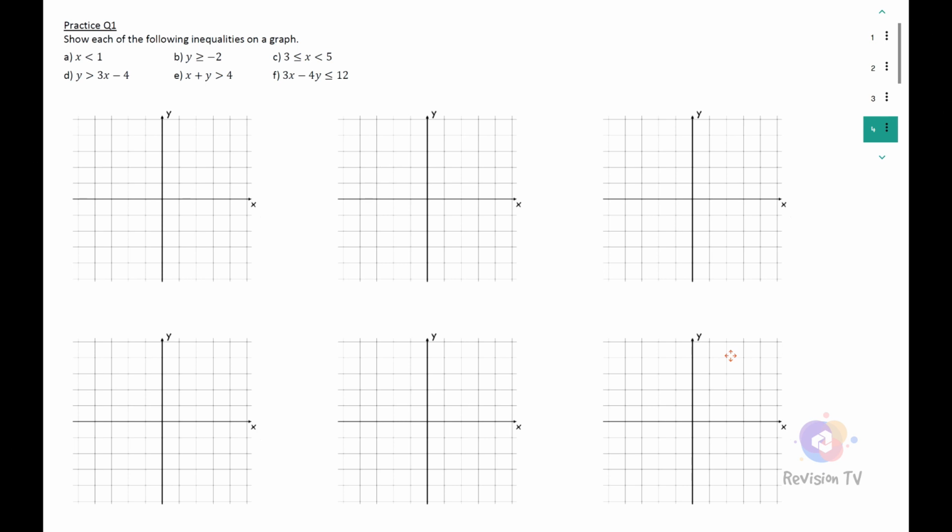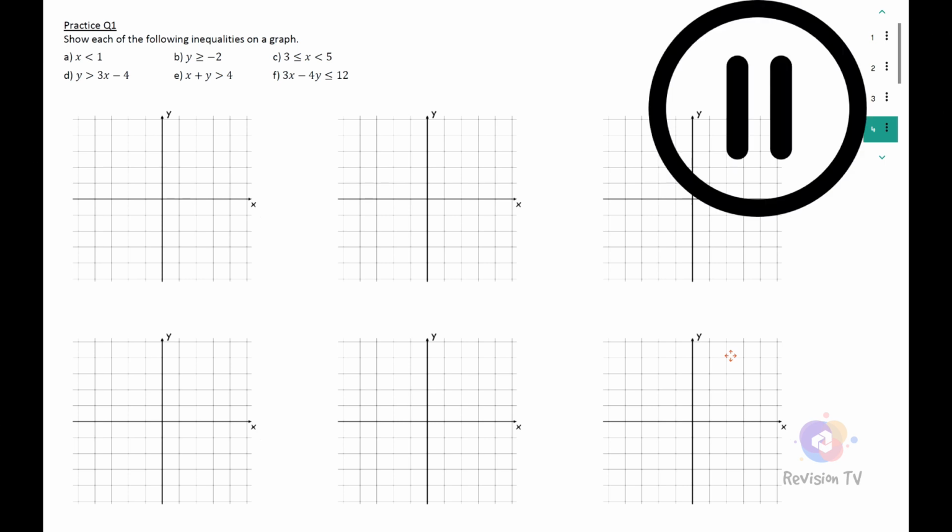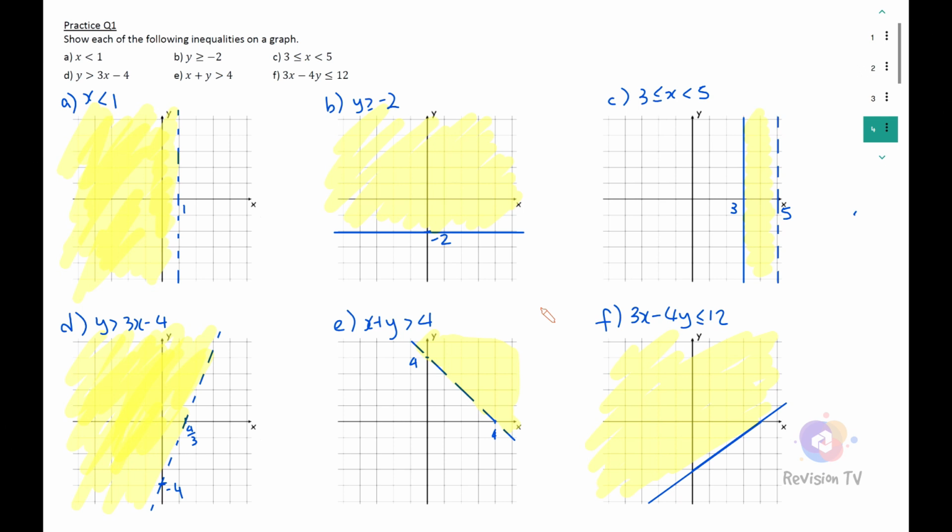Feel free to use the shortcut to help you navigate which part of the graph, which part of the region, you want to shade. Okay, so pause the video, have a go at the question. When you're ready for the answer, you can press play. Here are the answers. I'm not going to go through questions A, B, and C. It should be fairly straightforward.